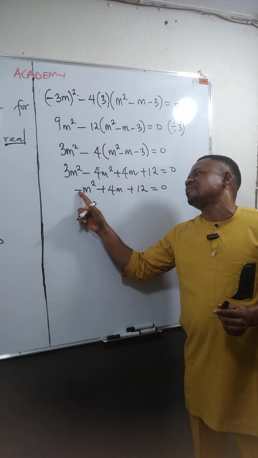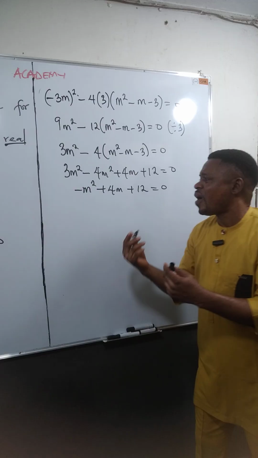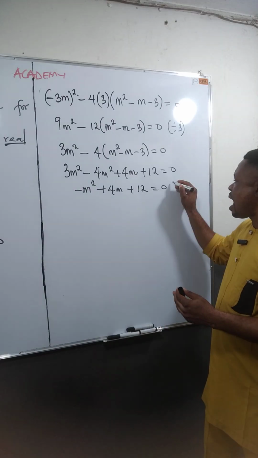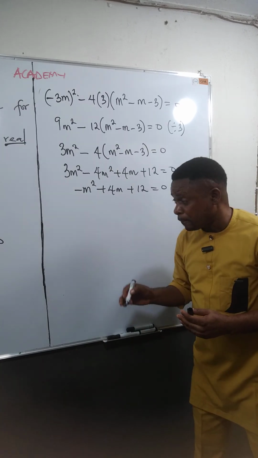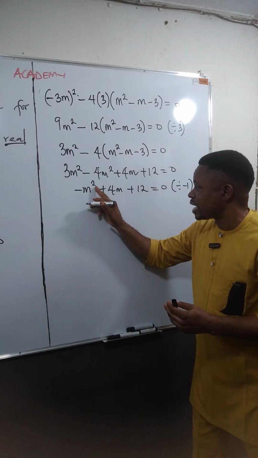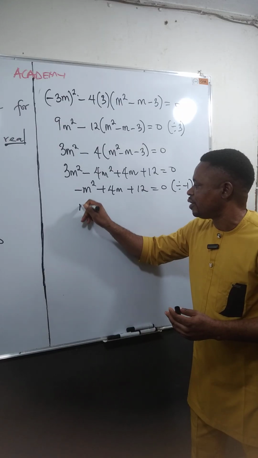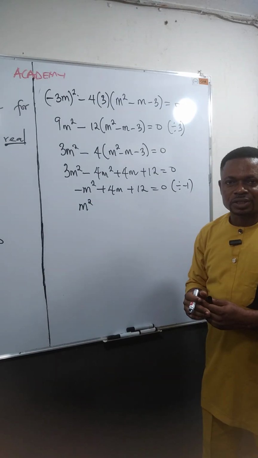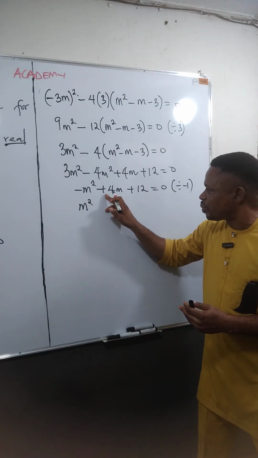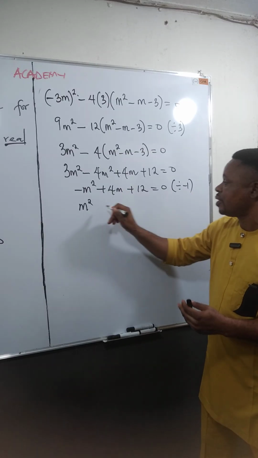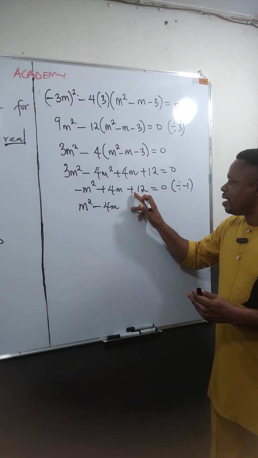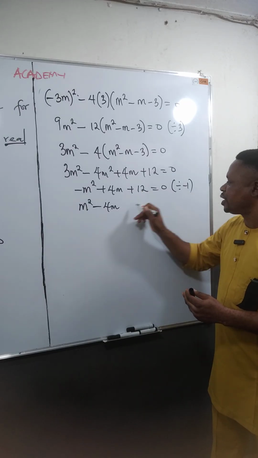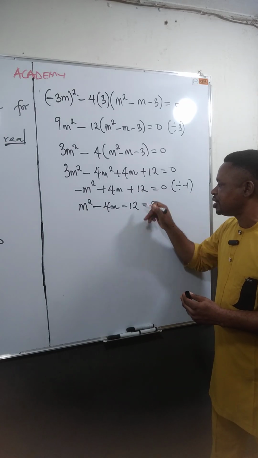Now my concern is this very particular minus. How am I going to remove that minus? I will divide everything also by minus 1. So that minus m squared over minus 1 will now give us m squared. The minus has disappeared. Then the next one is plus 4m over minus 1, which will give us minus 4m. Are you following? Then finally, plus 12 over minus 1 will give us minus 12.